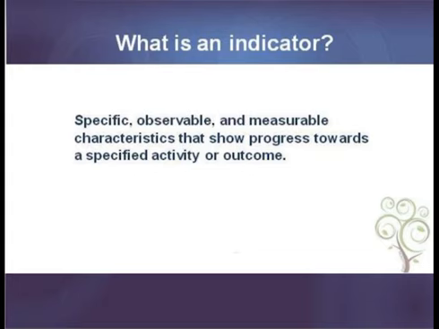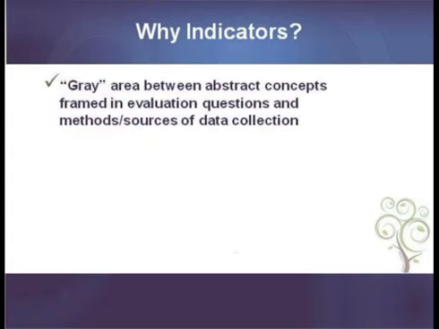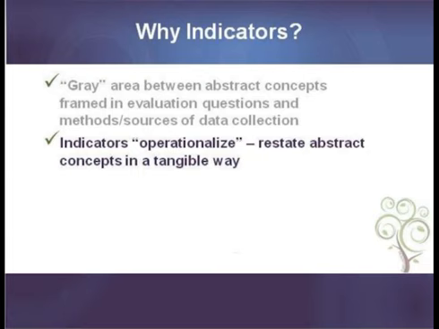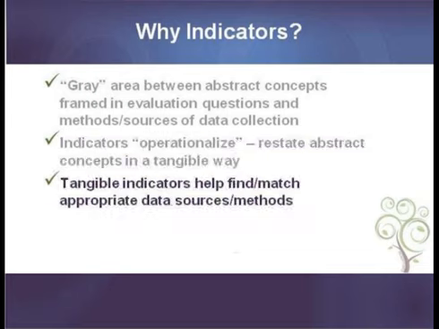So what's the purpose of an indicator? Indicators are that gray area between the abstract concepts, which are often framed in our evaluation questions, and the methods and sources of data collection, which are very specific. The fancy name for what we're going to do is to operationalize these concepts. So indicators operationalize. They take something abstract and they restate it in a more tangible or a concrete way. In so doing, these indicators help give us a head start on choosing the best data collection sources and methods.